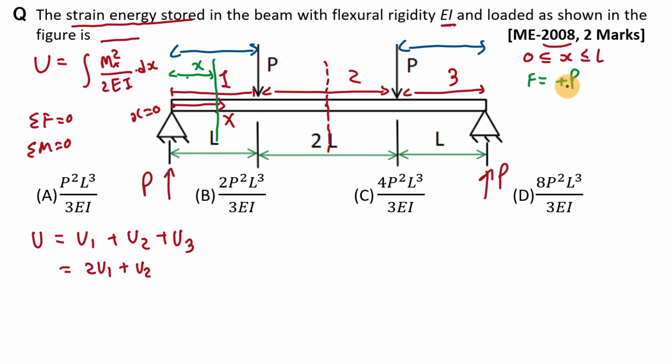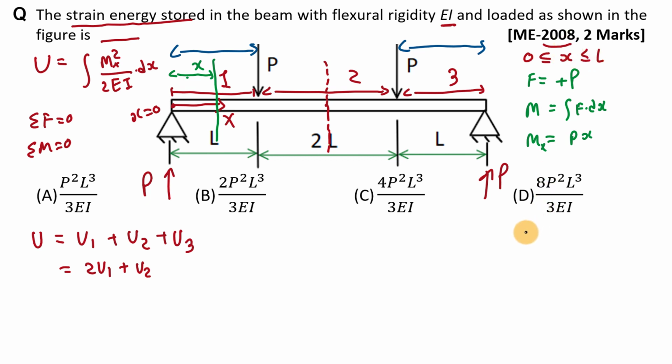so shear force will be positive P. And bending moment is integration of shear force, right? So bending moment will be Px plus C, and we know that at point x is equal to 0, value of bending moment is 0. So actually value of C is 0. So equation of bending moment is M is equal to Px. So now we have Mx is equal to Px in interval 0 to L.